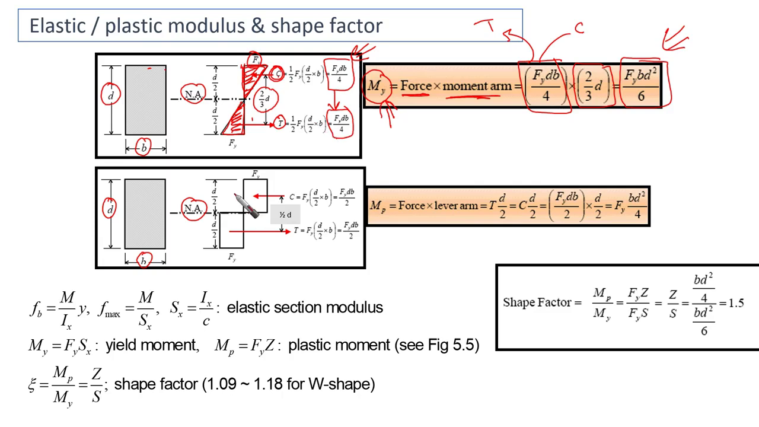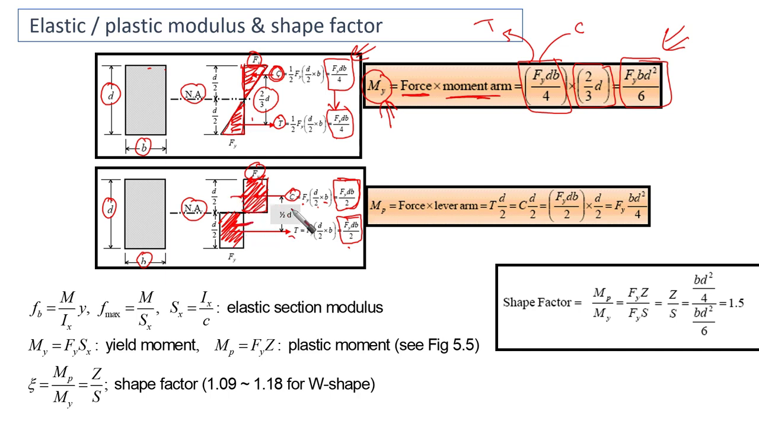Repeat the same for this section under the plastic case. You're going to find F yield is going to form a rectangle here and a rectangle here. So this means that our C is going to be the area of this rectangle times the width. So it is F yield times D over 2 times B, right? Which is equal to F yield dB over 2. Similar for the tension, it is going to be F yield dB over 2.